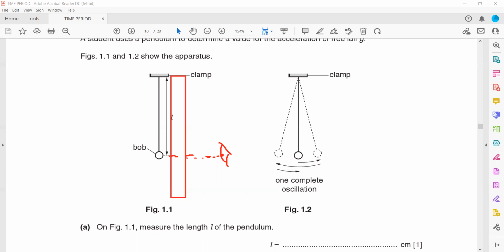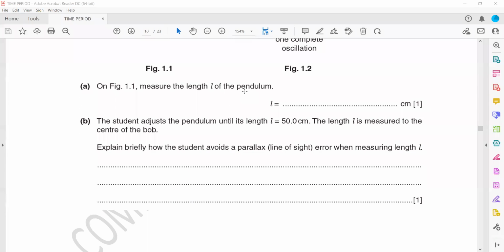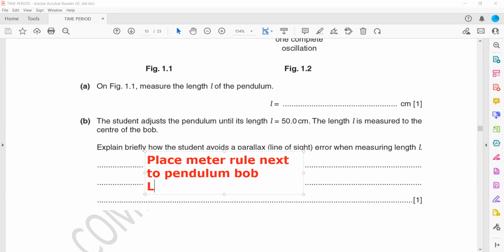That's how we can avoid a parallax error, because if the scale is just next to the pendulum, it will be easy to recognize the position. So the answer: place the scale, or the ruler or a meter rule, next to the pendulum bob. And the second thing he should do is look perpendicular.